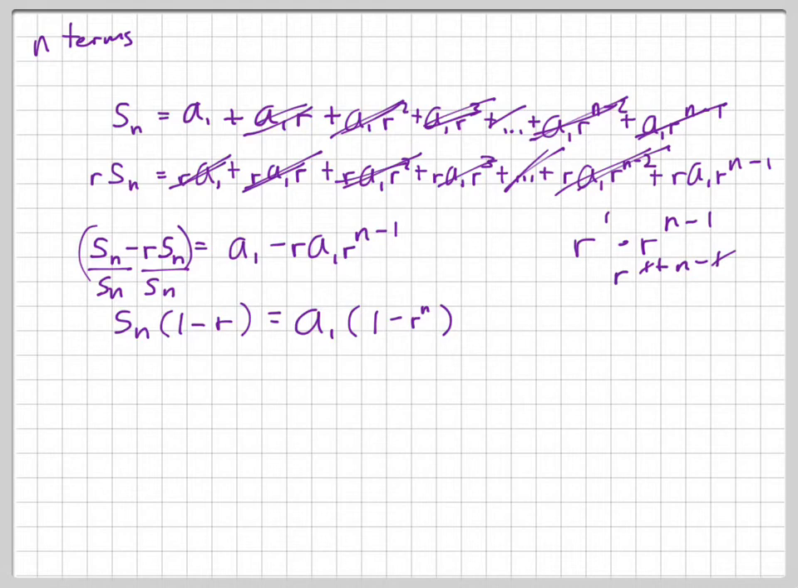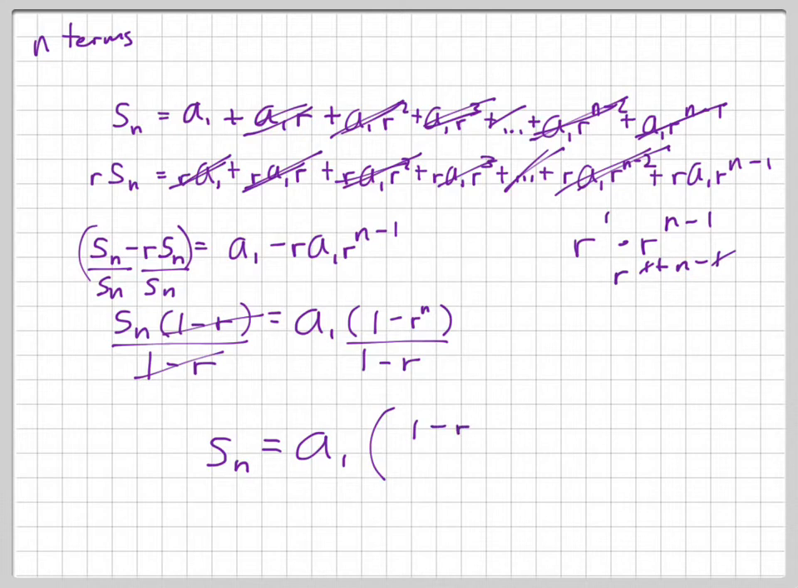And then what will we do to get the s alone? I don't know. You guys like? Is it interesting? No? Like, hey, it's the formula that we memorized. A sub 1 times 1 minus r to the n over 1 minus r.